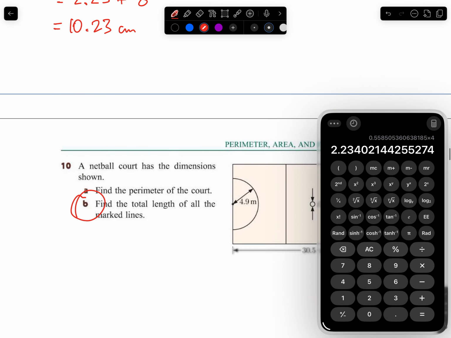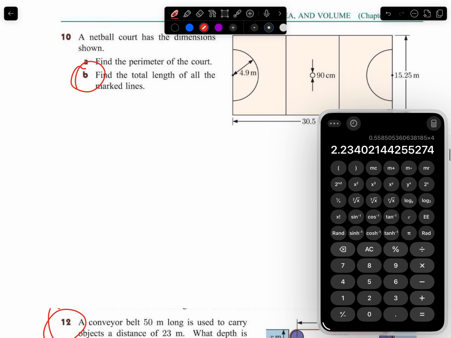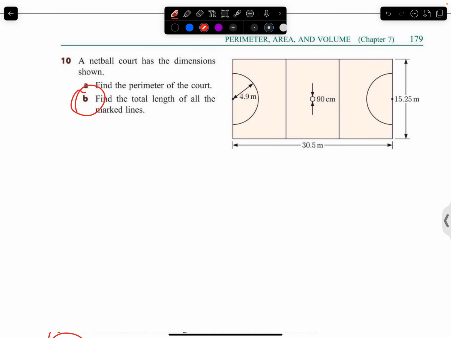Next one, netball court has the dimensions, find the perimeter of court, find the total length of all the marked lines. So you need to keep in mind that all the marked lines are this half circle and this half circle. So that's a full circle with radius of 4.9. You have 1, 2, 3, 4 lines that are 15.25. You have 2 lines that are 30.5. And you have a circle that's 90 centimeters diameter, so 0.9 meters across.